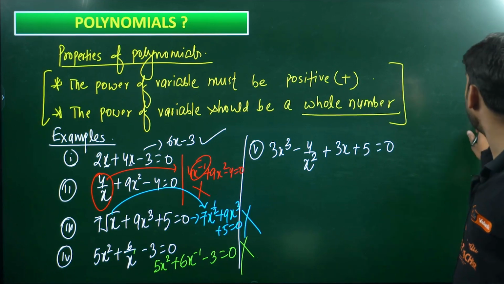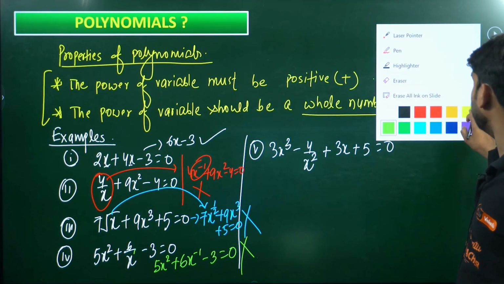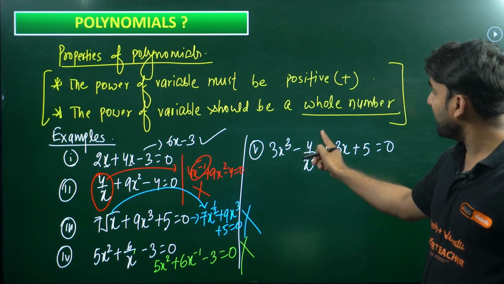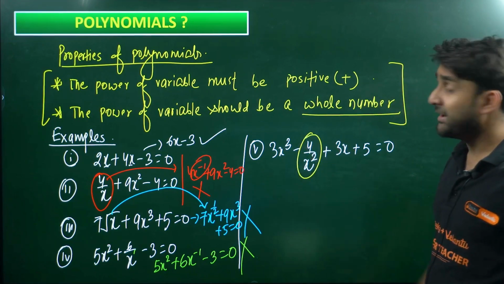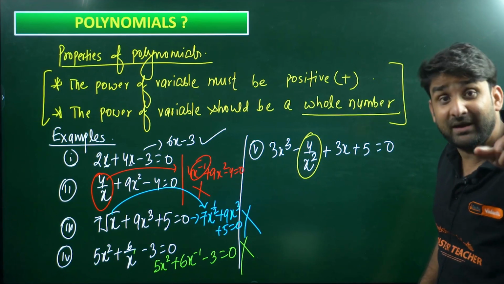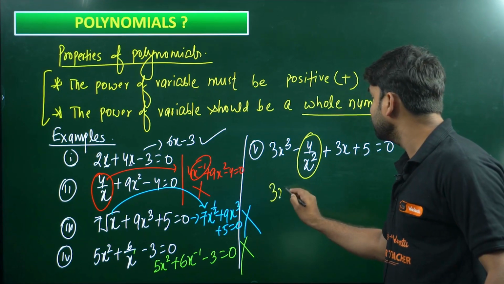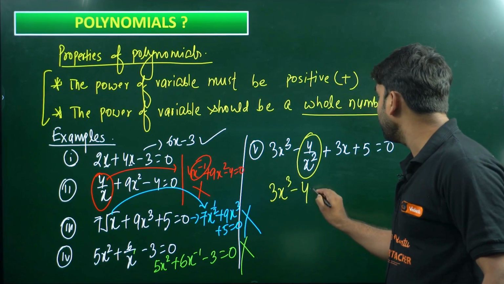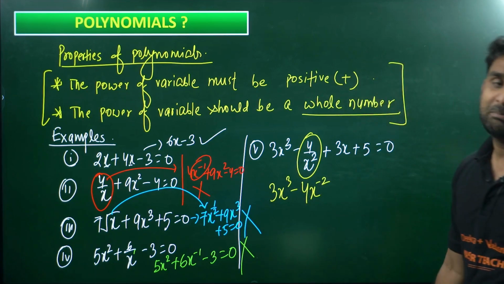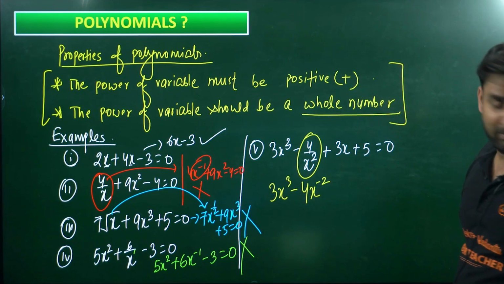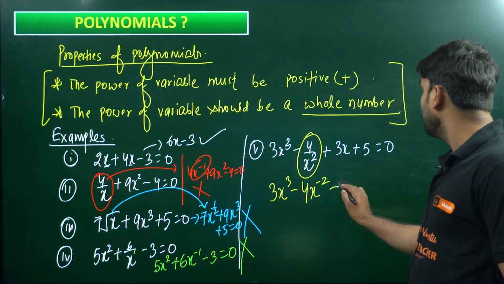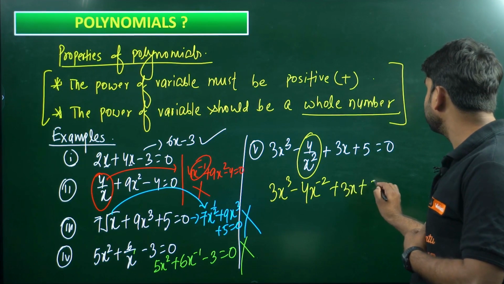Moving to fifth. Now the fifth is 3x cube minus 4 by x square. It can be written as 3x cube minus 4x to power minus 2. The power will become negative. 4x to power minus 2 plus 3x plus 5 is equal to 0.